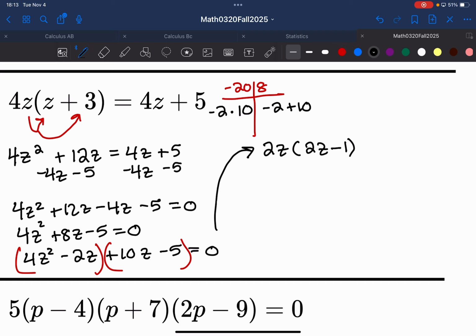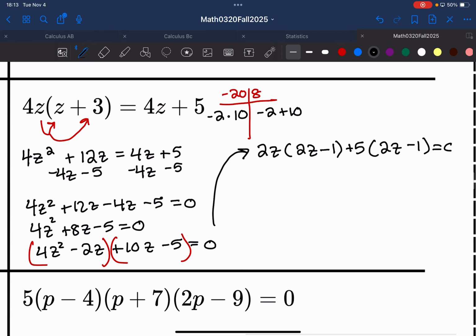Okay. And then what am I taking out of the next one? 2z plus 5. Oh, it would be 5, right? Because I want it to match. I want the 2z minus 1 to match with the other parentheses. So if I take out not a negative 5, just a positive 5, then I have 2z minus 1. Okay, because 10 divided by 5 is 2, negative 5 divided by 5 is negative 1. And then this whole thing is equal to 0.